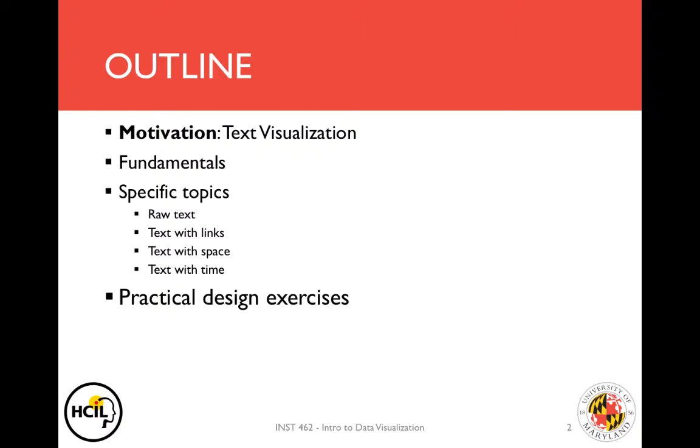So we're going to move pretty quickly through this outline, but what I want to do for you is cover the fundamentals of text visualization. I'm going to talk quickly about specific topics. That's looking at raw text and text with links, which are the two main spaces that we're going to focus. And then we'll talk briefly about text with space and time. And you'll do some practical design exercises, which are the lab part of this.